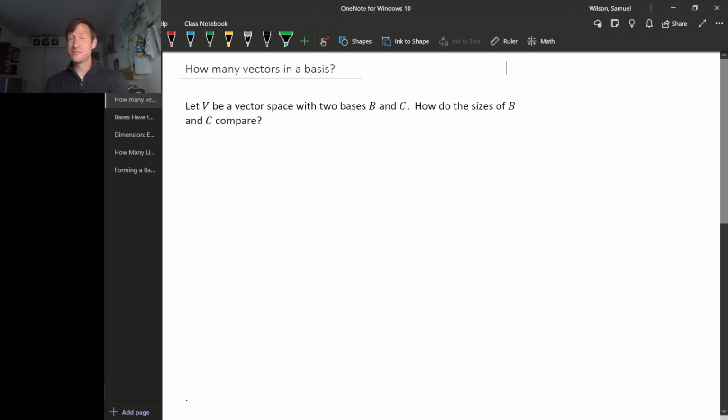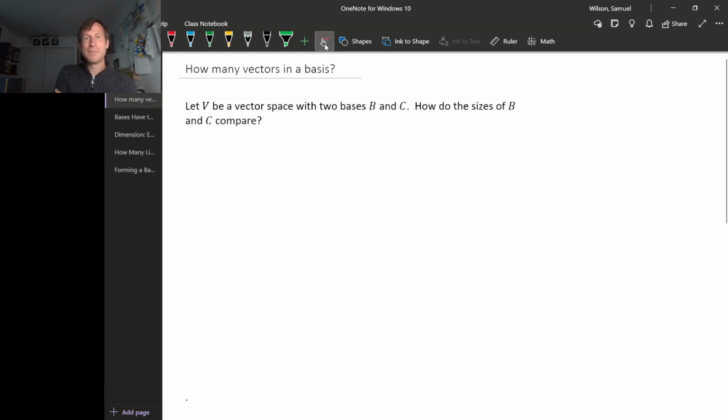Something that you might suspect about bases is that if you have a vector space, every basis should have the same size. Well, that's a good idea to check, but it's a little hard to talk about size if your bases are infinitely large. So let's concentrate our attention on the case where our bases have finitely many entries, or finitely many vectors in them.